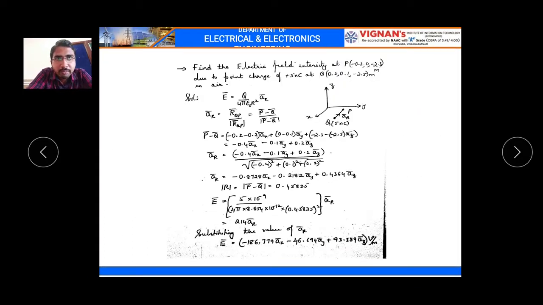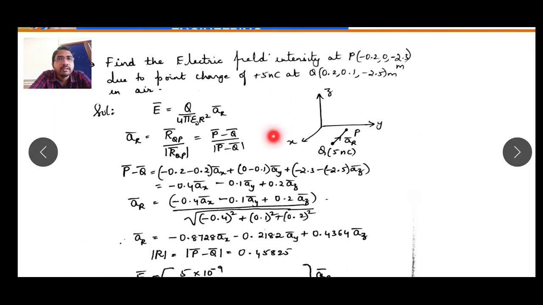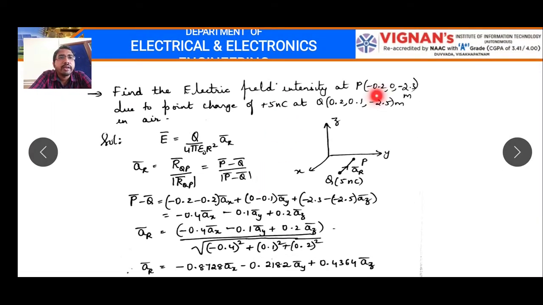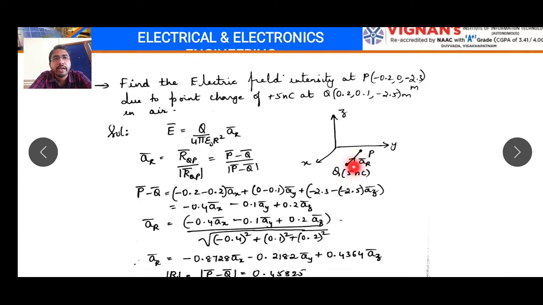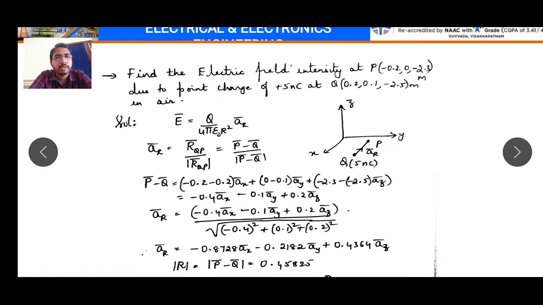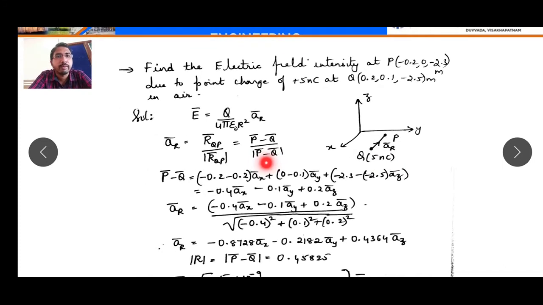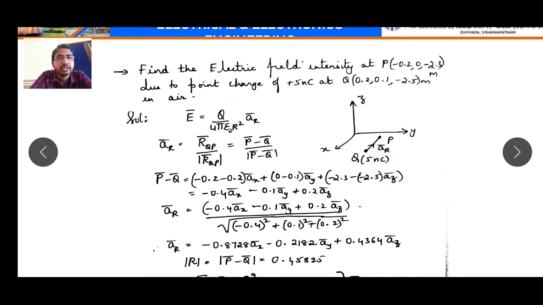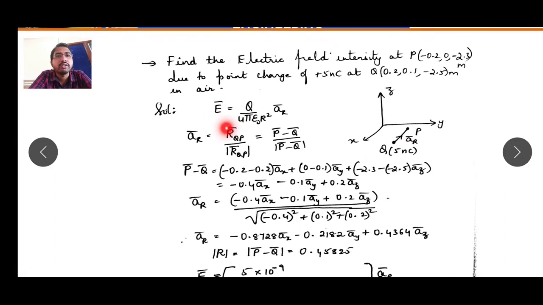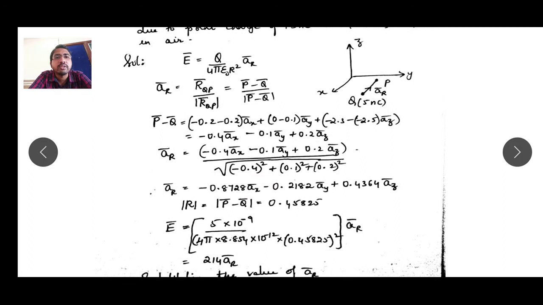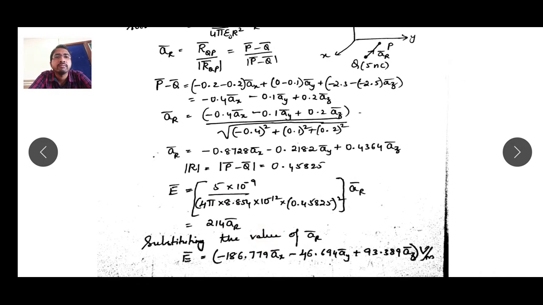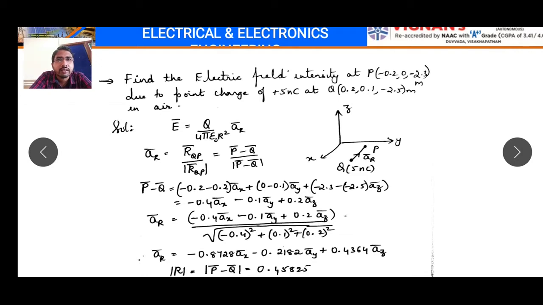Next, let us do one problem based on electric field intensity. Find the electric field intensity at point minus 0.20 and minus 2.3 due to a point charge of 5 nanocoulombs at this point. See, I am locating the 2 points. If you find the distance vector and if you find the magnitude, you can find the unit vector. P bar minus Q bar by mod P bar minus Q bar will give you the unit vector in this direction. And E bar formula is just we have derived Q by 4 pi epsilon naught R square into AR bar. Substitute all those values, you will find the electric field intensity due to one charge on the other charge. This is the procedure for finding E bar.